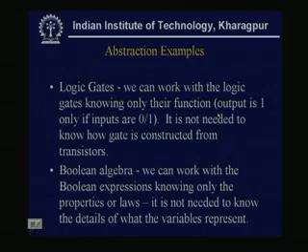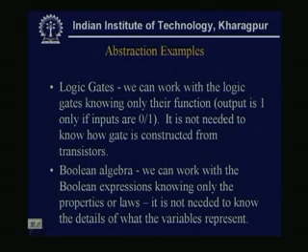Just now we have seen that if it is a 2 input AND gate, the output will be 1 only when the 2 inputs are 1. So, this we are calling the function of the AND gate, that means the output is 1 only if the inputs are 1. It is not needed to know how the gate is constructed from transistors.